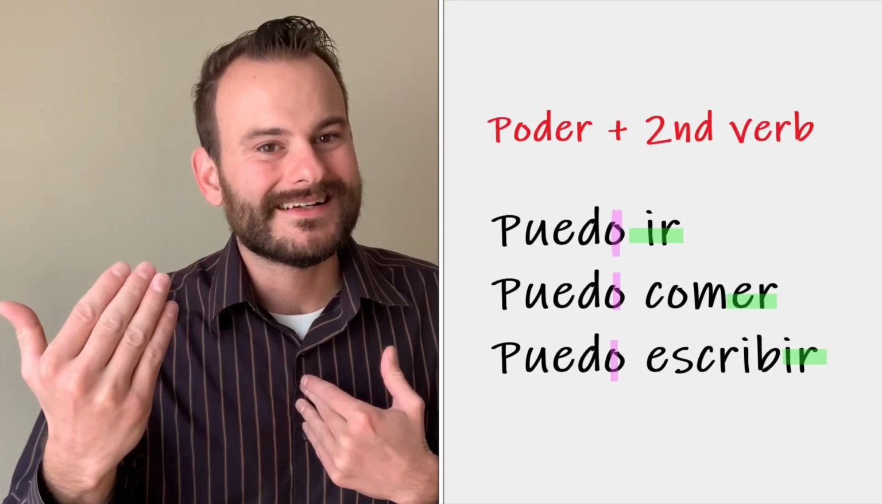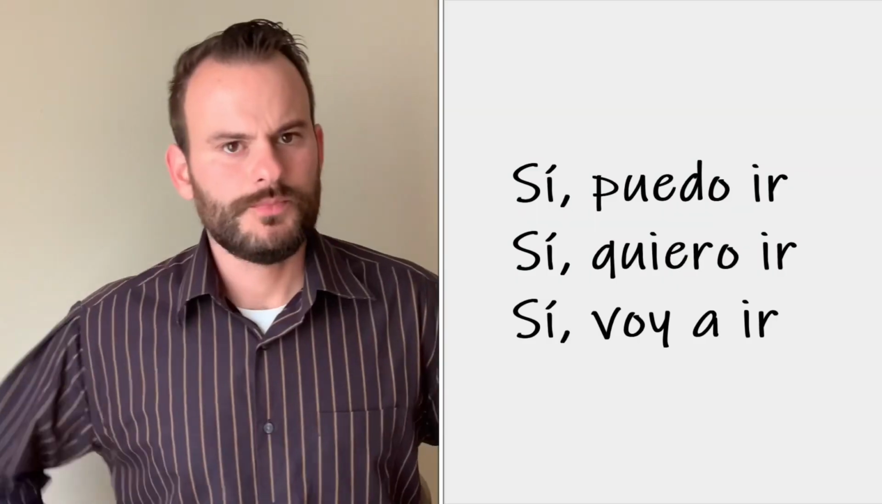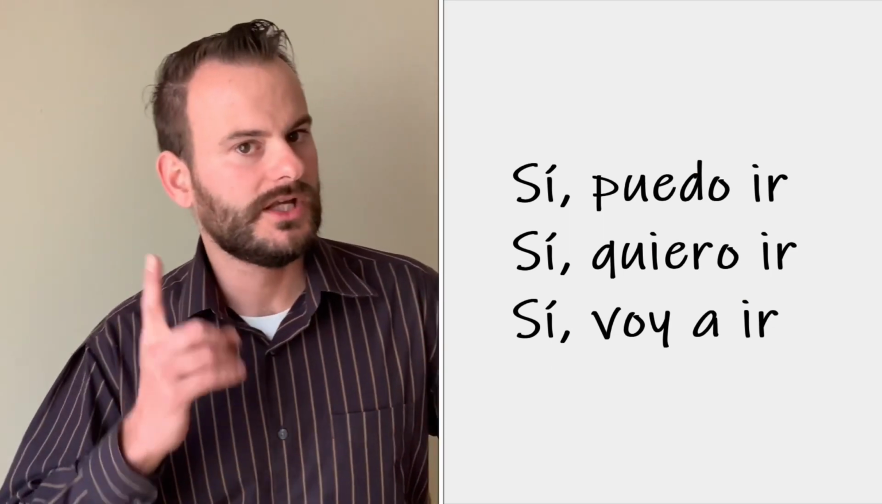In English, we say I can go, I can eat, I can write. In Spanish, we're going to say I can to go, I can to eat, I can to write. Vamos a ver. Yo puedo ir. Yo puedo comer. Yo puedo escribir. ¿Puedes ir a la iglesia este domingo? Sí, puedo ir. Sí, quiero ir.